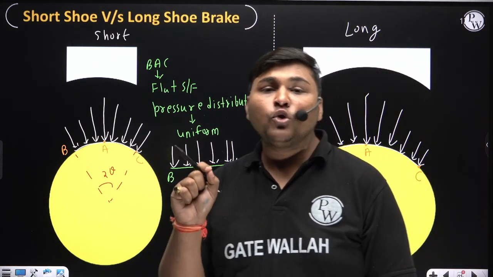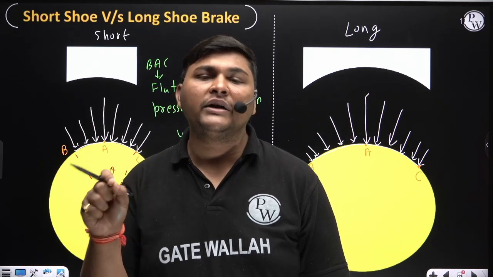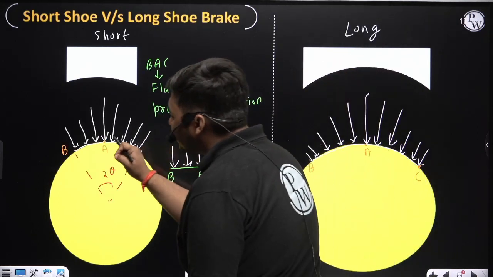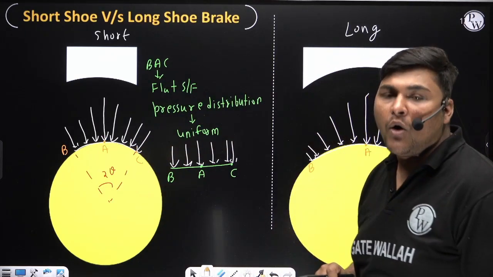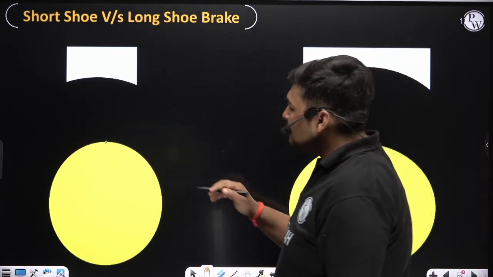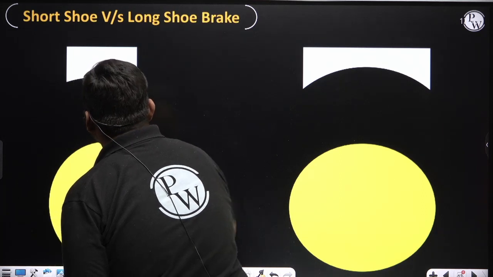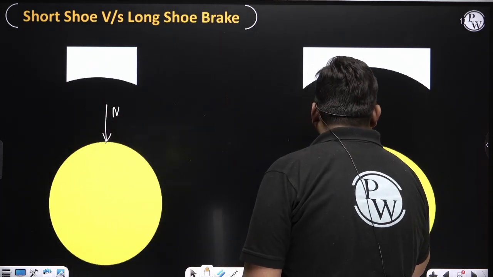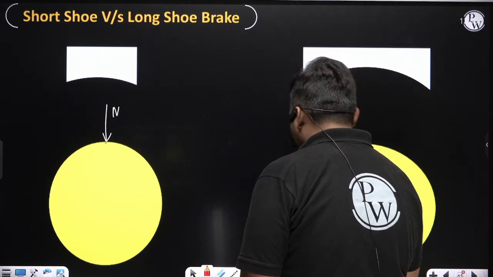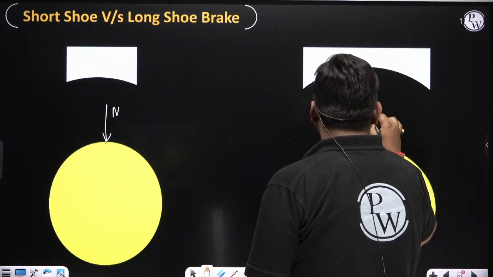Capital N is the total normal force on the friction lining, or the total normal force on the drum due to pressure. That total or resultant normal force will always act at point A, because this pressure distribution is symmetric. So the total normal force will always act at point A, whether it is short shoe break or long shoe break. And what is point A? Point A is the midpoint of contact region BAC. So normal force will always act at point A.